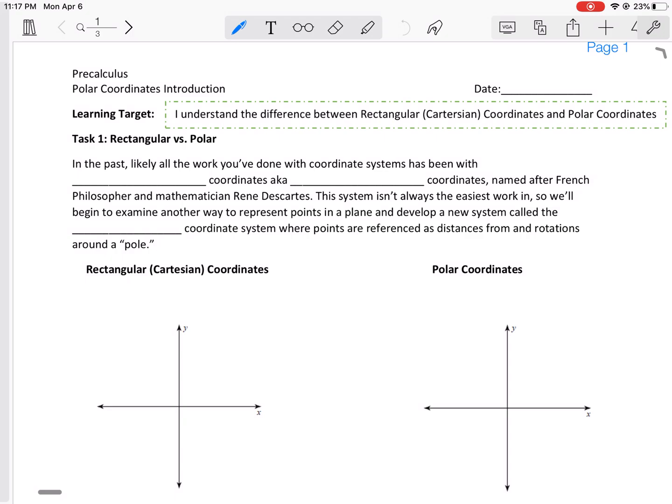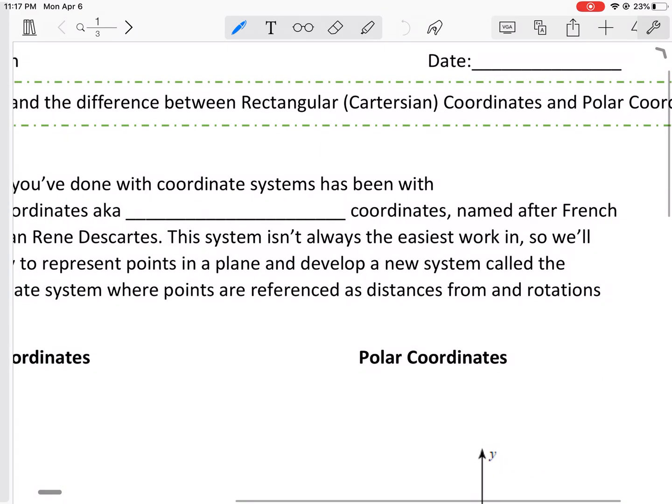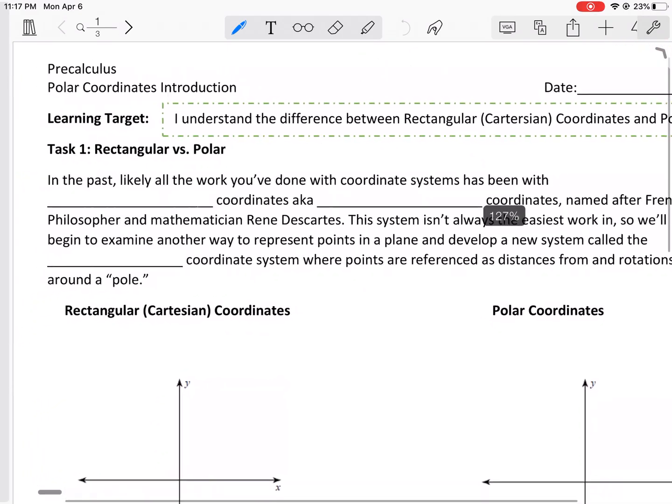At this point, we're going to start moving forward to another coordinate system briefly, just to talk about what it is, and then we'll start using it for other things. So our learning target is to understand the difference between rectangular coordinates and polar coordinates.